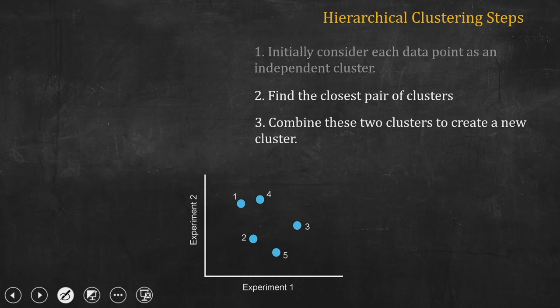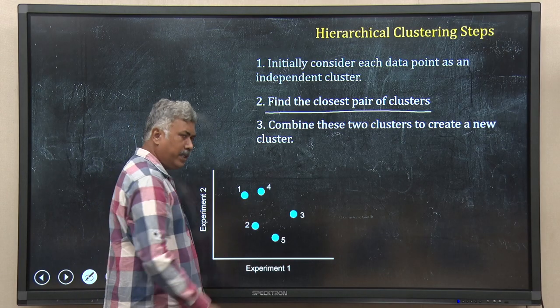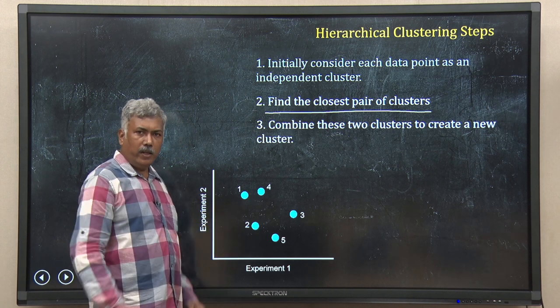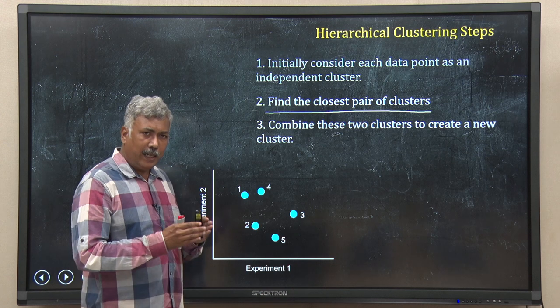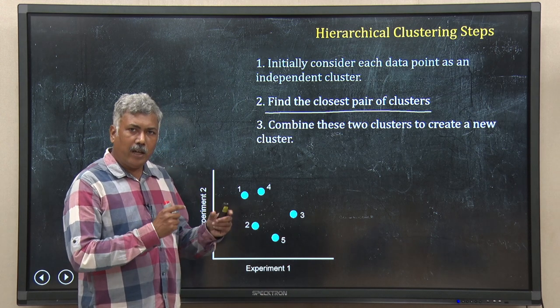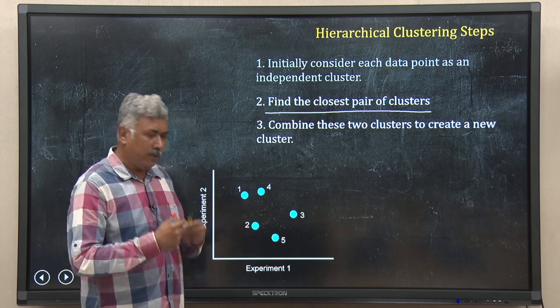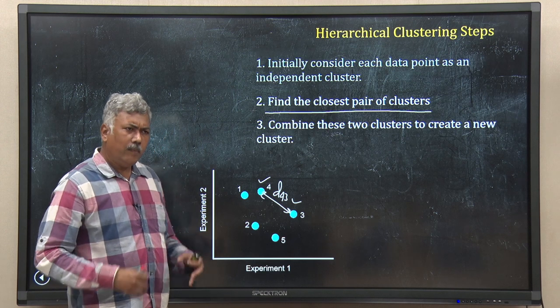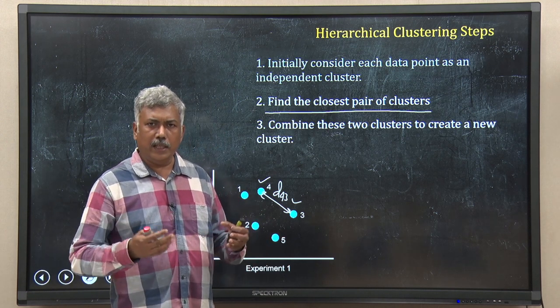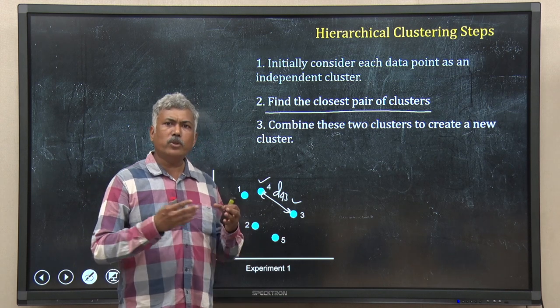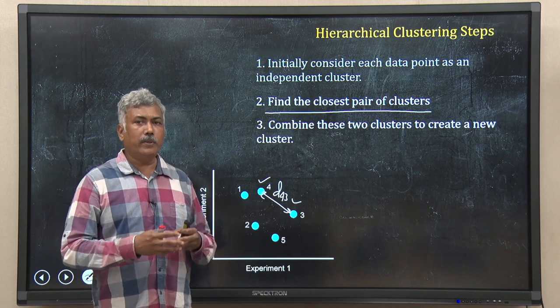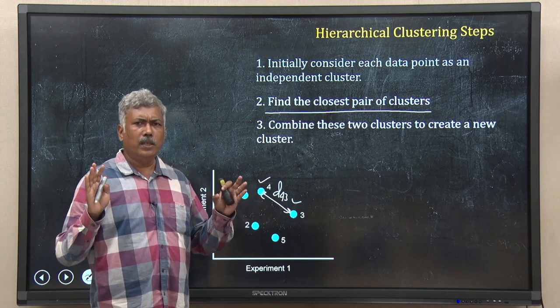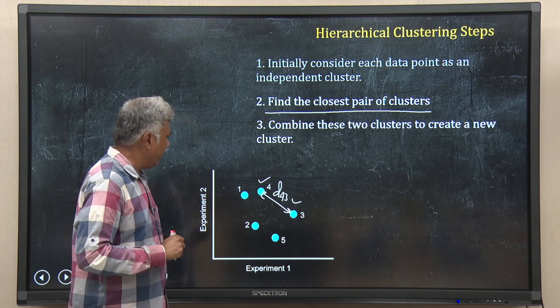Next, what do we do? We find the closest pair of clusters. What do I mean by that? I have 5 clusters. In this step, each cluster is nothing but the original data points. We take any pair of them and find the distance between them. For example, you may take 4 and 3 and calculate the distance D4,3. We have learned many distance measures earlier: Manhattan distance, Euclidean distance, Mahalanobis distance. You have to choose which distance measure you want to use depending upon the problem at hand. Suppose we are using Euclidean distance, which is most commonly used for this type of analysis.